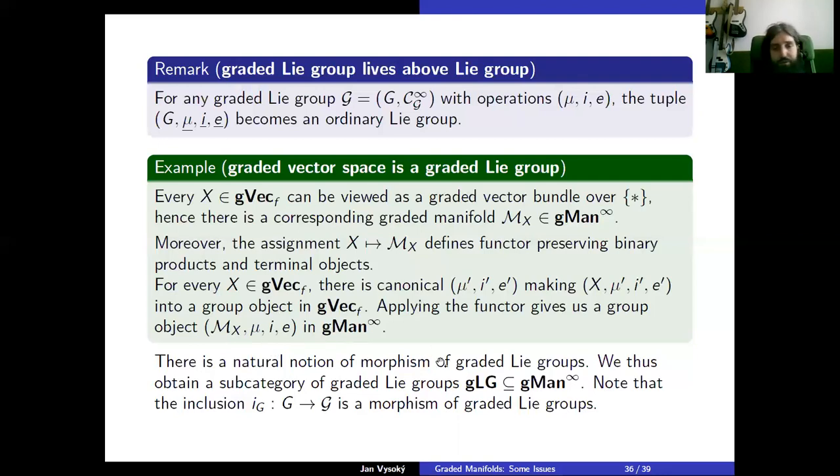And there is also a natural notion of morphism of graded Lie groups. So we have a subcategory of graded Lie groups, and there is one observation: of course, G is the underlying manifold of this capital G, and this inclusion, because this is a Lie group, therefore a graded Lie group, and this is a graded Lie group, so this map is a morphism of graded Lie groups, just a simple remark.